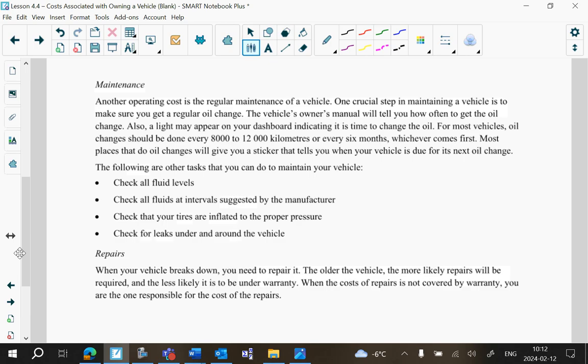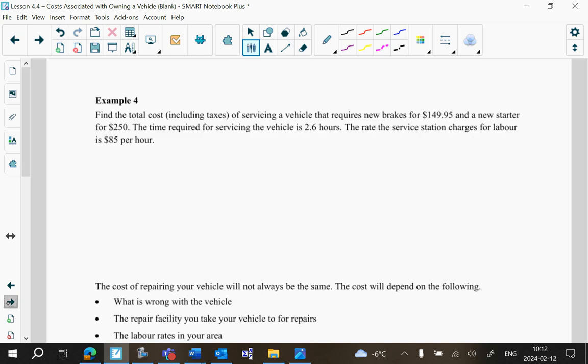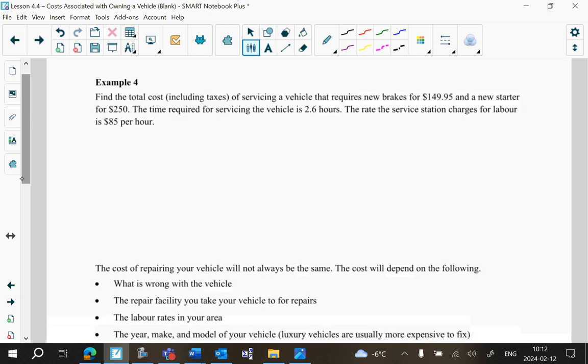Eventually, though, you're going to have to get some repairs done, or you're going to have to pay for an oil change or new brakes or something like that, or new tires. And really, the only thing you have to worry about to calculate the cost of repairs is just the PST and GST.